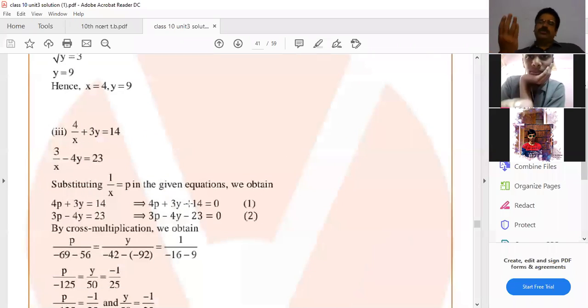We can do by any method: substitution, cross multiplication, elimination. If the question does not mention a particular method and just says solve the equation, whatever method is easy for you, you can do it. My suggestion is elimination is the best. If you do cross multiplication, you can do it, no problem. Substitution also you can do. For word problems or reducing equations like this model, we can do by any method.